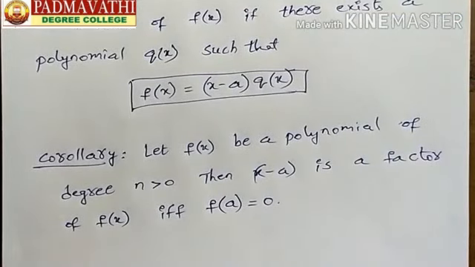let f of x be a polynomial of degree n greater than 0. Then x minus a is a factor of f of x if and only if f of a equal to 0. That is, if x minus a is a factor, then when you substitute this a value in the polynomial it will give 0. Or if f of a equal to 0, then we can tell that x minus a is a factor. So this is the factor theorem and its corollary.